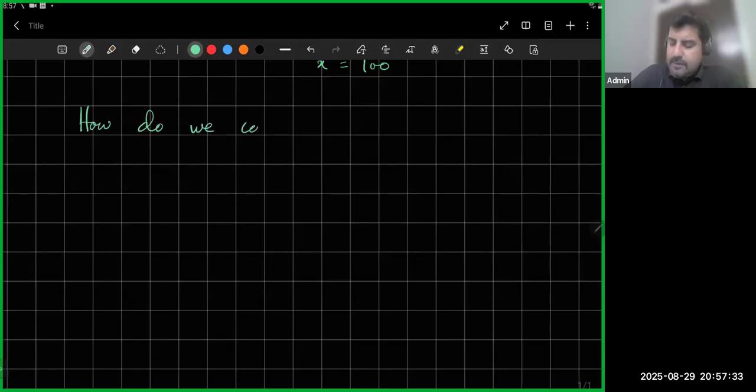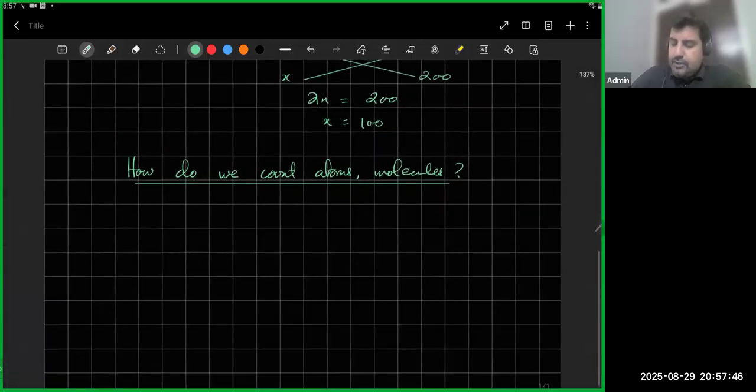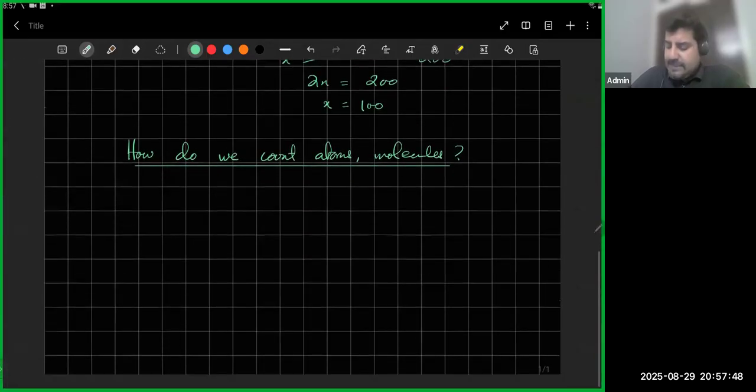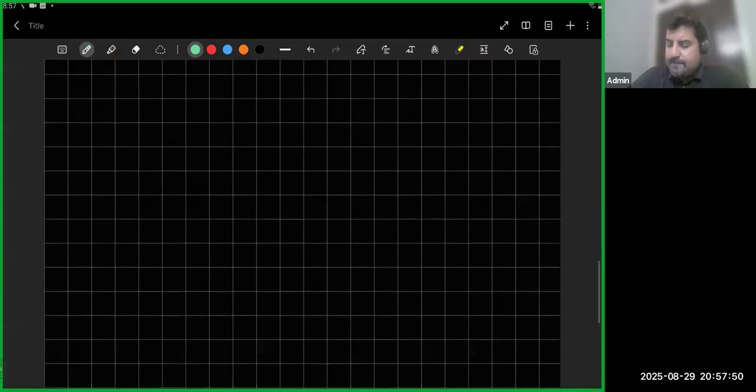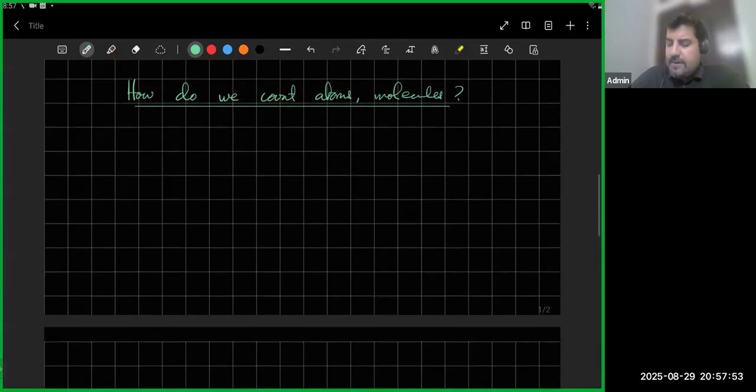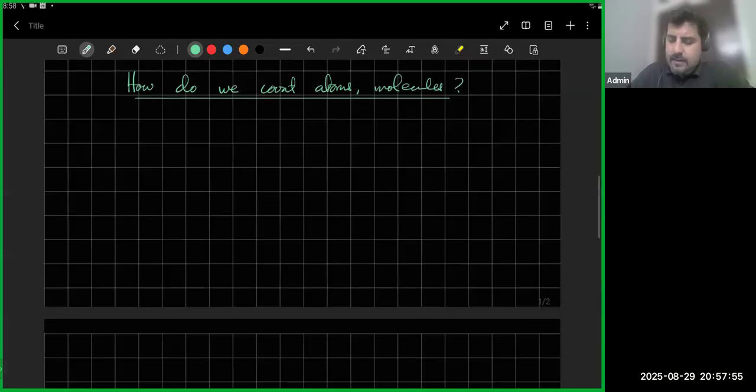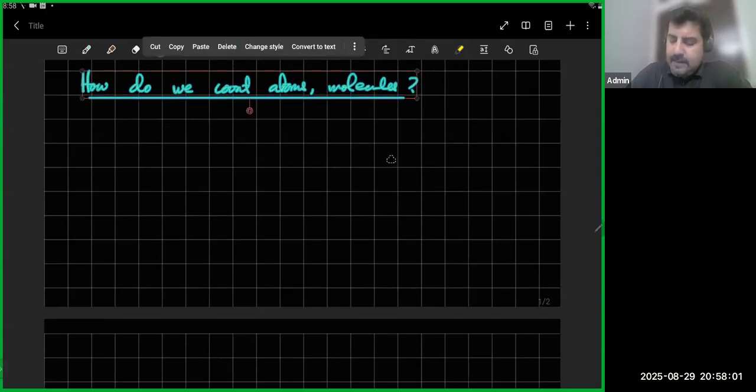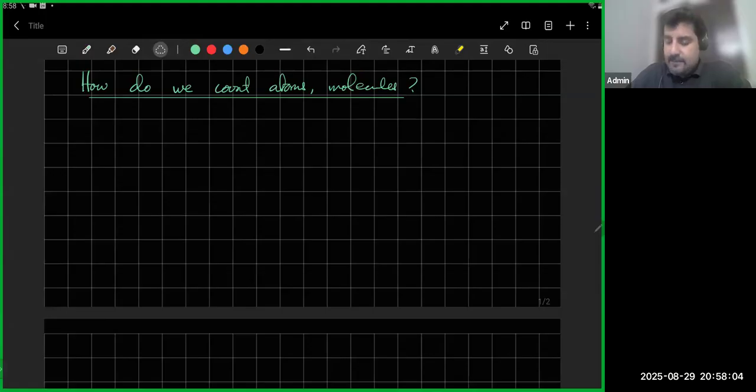So how do we count atoms or molecules or electrons or anything that's used in chemistry? That's the first very basic thing, counting. How do we count things? Now, remember, counting has units. Everything has a particular unit in which it is counted. Everything. And your unit keeps changing.